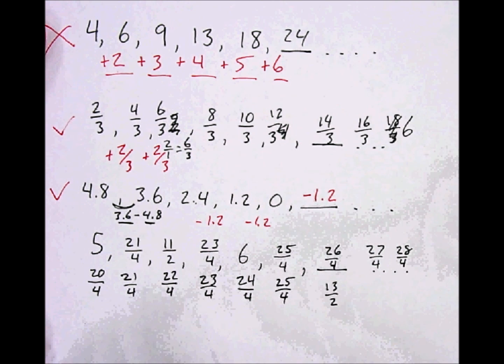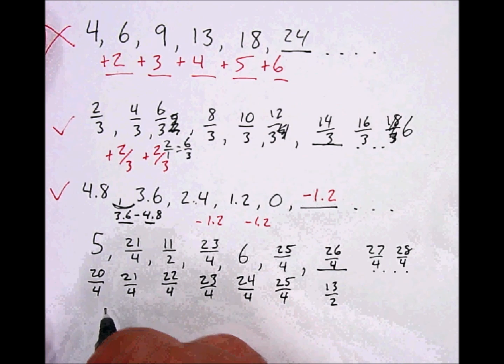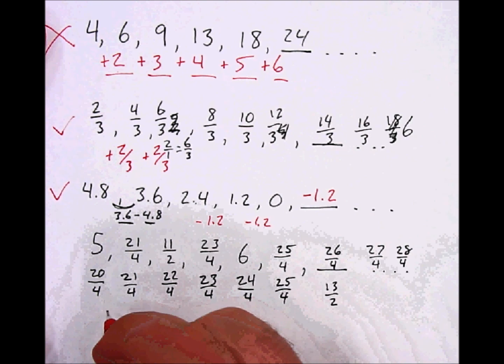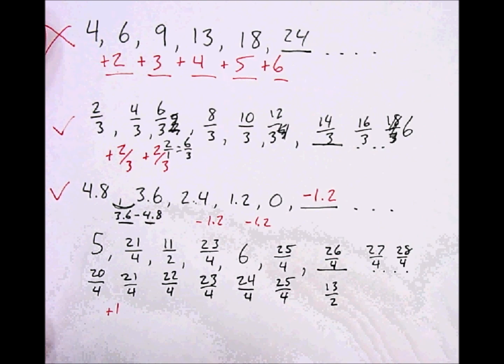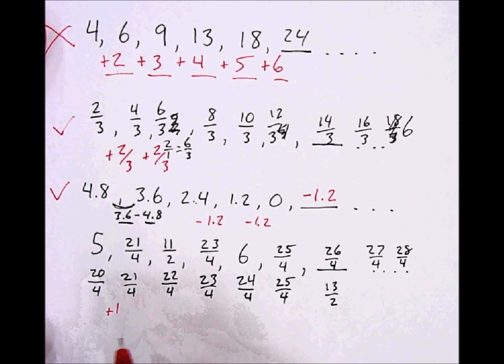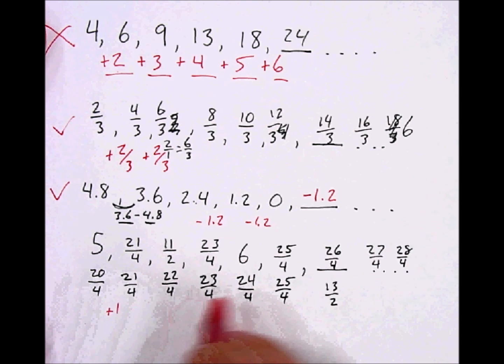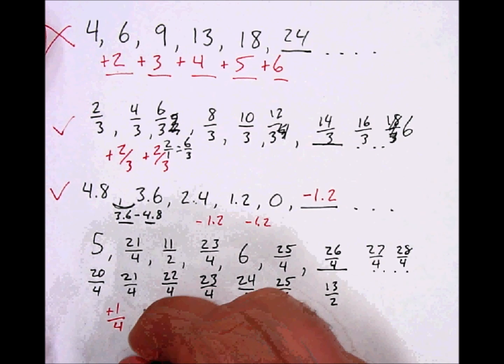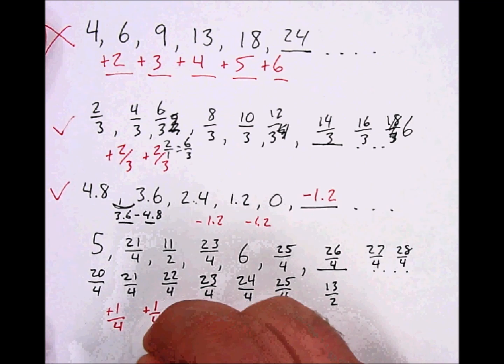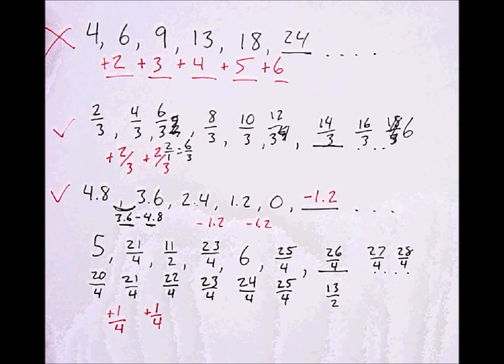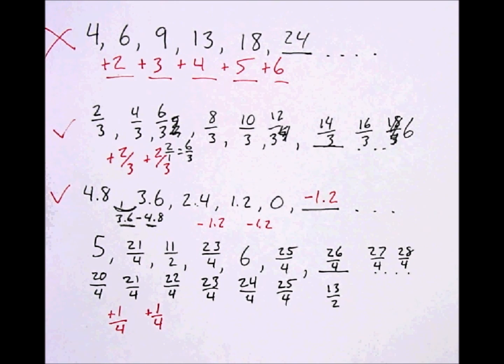But it is changing by a common difference. So this is actually adding by, well, by how much? It's going plus 1 on the numerator, and these are all fourths, so it's going up 1/4 every time, plus 1/4. And hopefully that gives you an idea, how do I tell if something is arithmetic, okay?